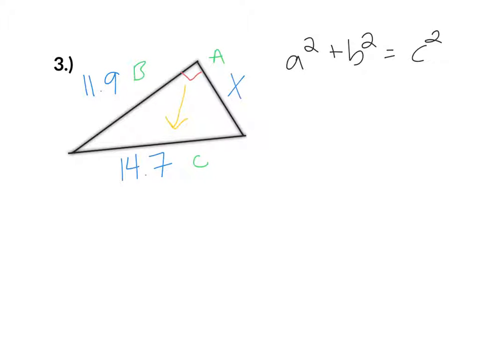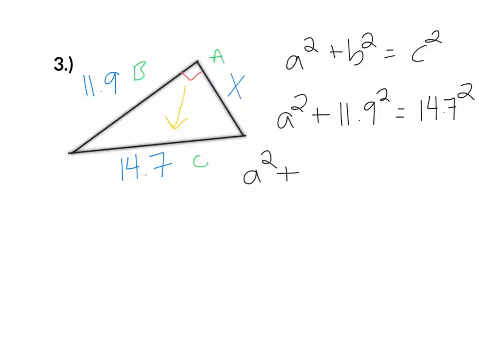We don't know what side A is, so we keep it a squared. But we know what side B is, and that's 11.9. So we plug that in, and we get 11.9 squared. And we know what side C is, and it's 14.7. And don't forget to square. So once again, you will need your calculator to do some of these things. We don't know what a squared is, so we leave it the same.